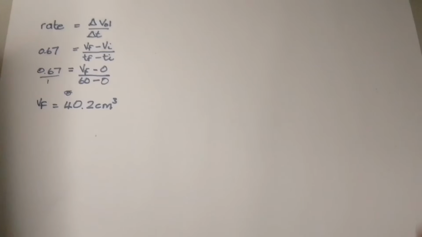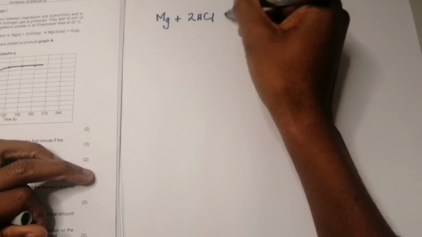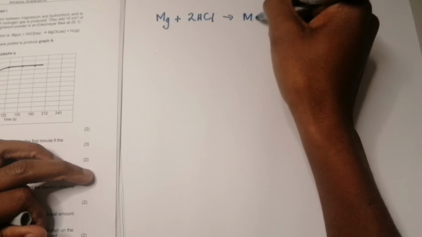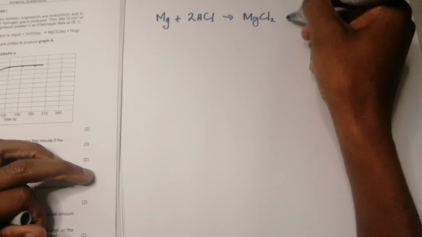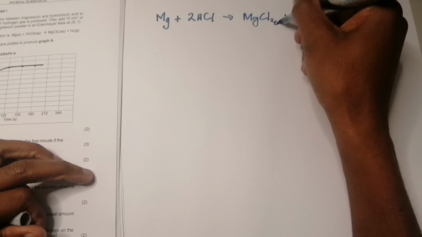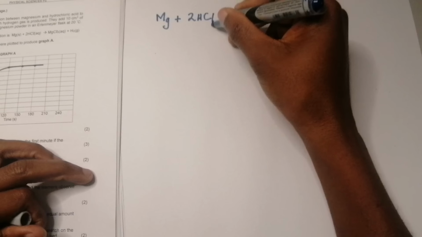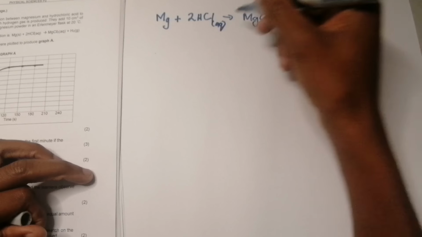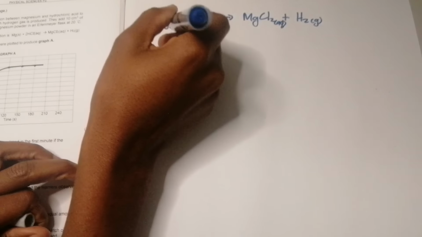So I'm just going to rewrite that reaction again so that I can show what we have there. So we've got magnesium that reacts with 2 moles of hydrochloric acid, and that gives us magnesium chloride plus hydrogen gas. So that's gas, that is aqueous, that is aqueous, and that is a solid.